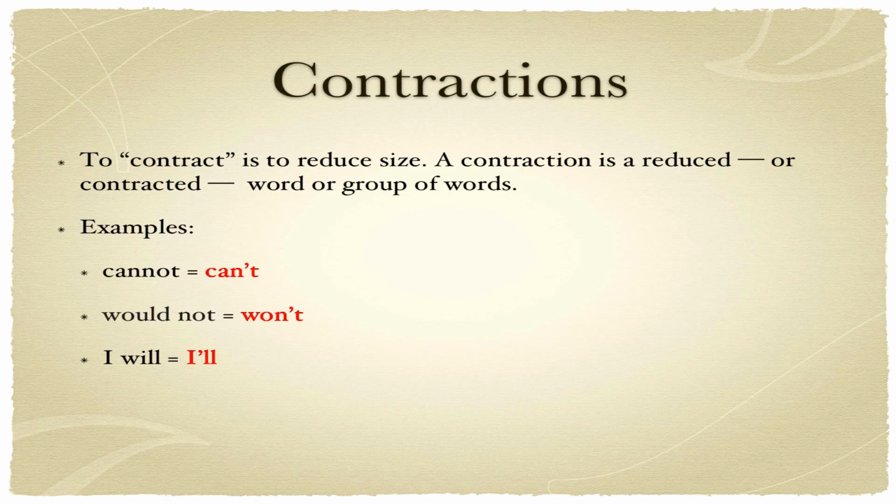The meaning of the word contract is to reduce in size, so to squeeze down. And that's exactly what a contraction is. It's a reduction of a word or group of words. We just squeeze them down into one. So words like cannot becomes can't. Would not becomes won't. I will becomes I'll.